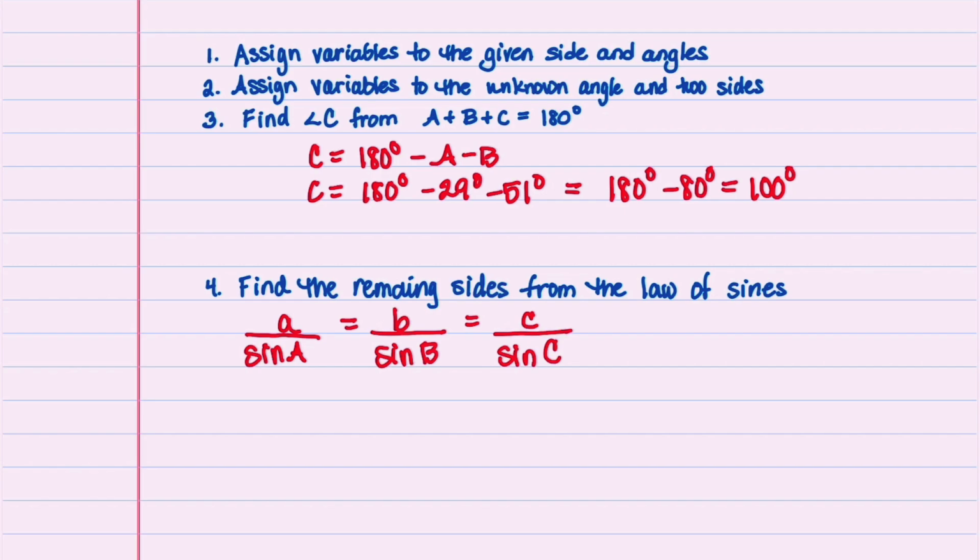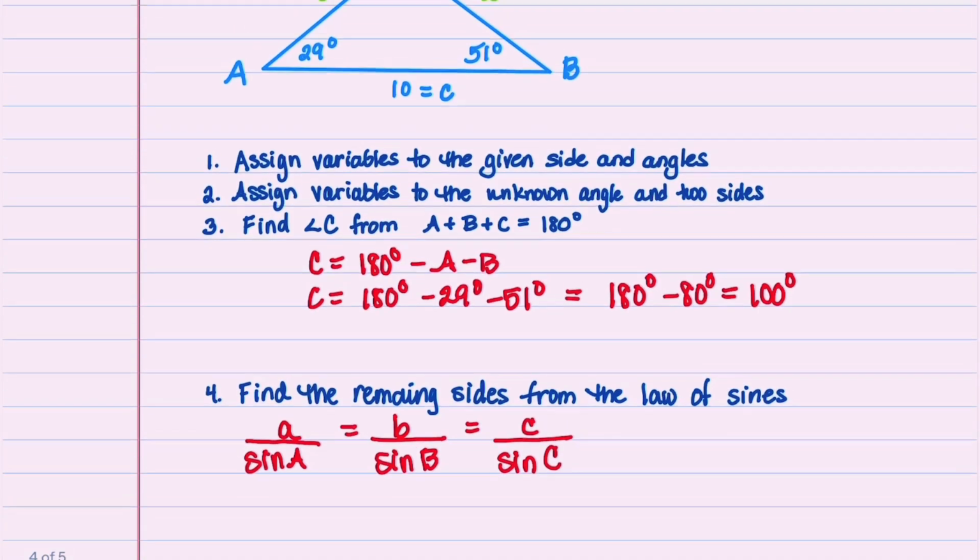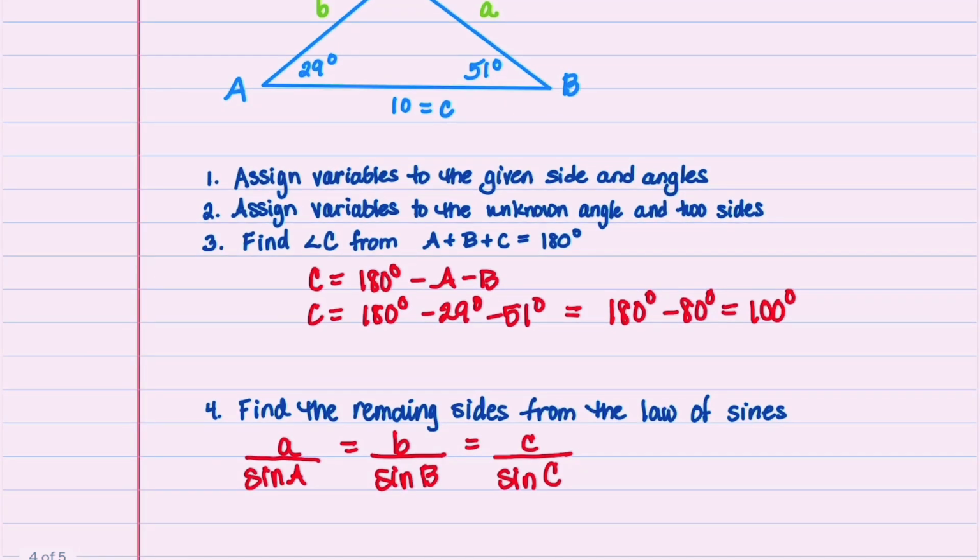Let's now fill in the information from our triangle above. a divided by the sine of A, which is 29 degrees, is equal to b divided by the sine of 51 degrees is equal to c, which is 10, divided by the sine of angle C, which we just found to be 100.